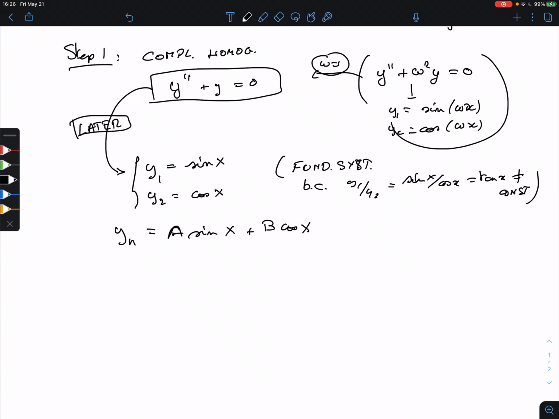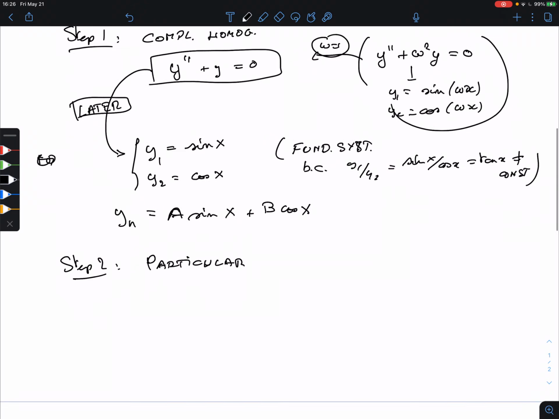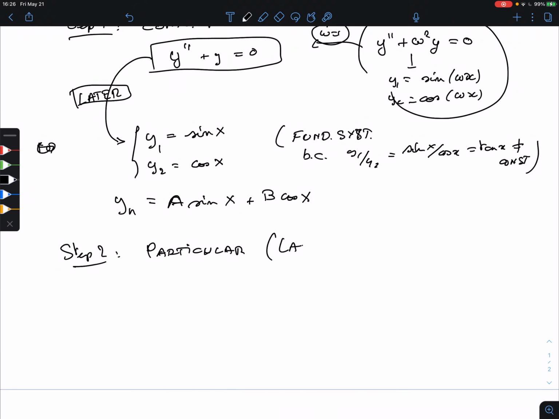But now, this is the complementary homogeneous, step 1. Step 2 now is the particular solution. And here we even have fewer methods, as I said, and for now I'm just going to give it to you. Later, we will see that y equals 1 is a solution.